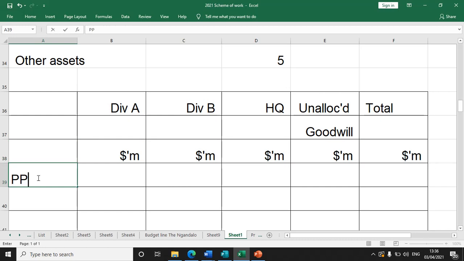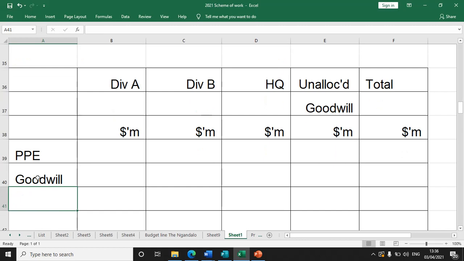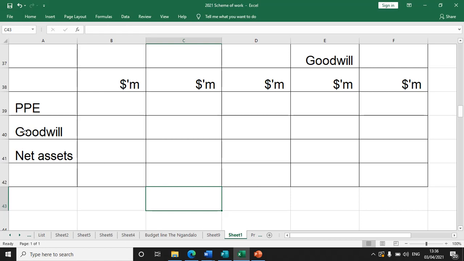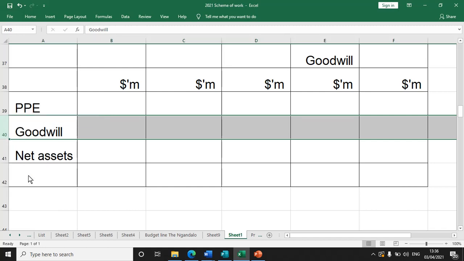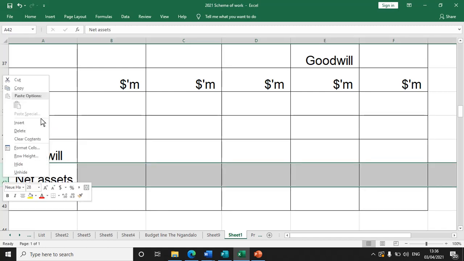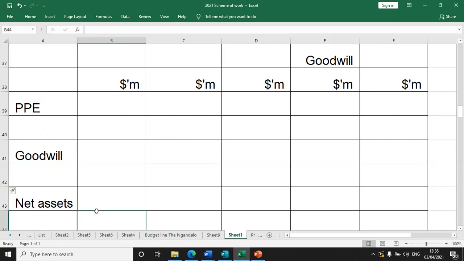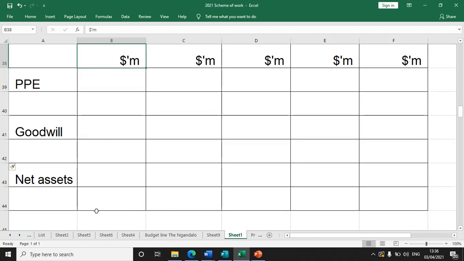Let us try to do some bit of work in terms of allocation. So you've got the entries there, the elements of the CGU. We've got PPE. I've got the goodwill itself. What else do you have? You've got the net assets. Yes. What else do we have? Okay. Maybe for the sake of clarity, let me just create some spaces here so that you can see clearly what is going on, so that you don't say I am behind.